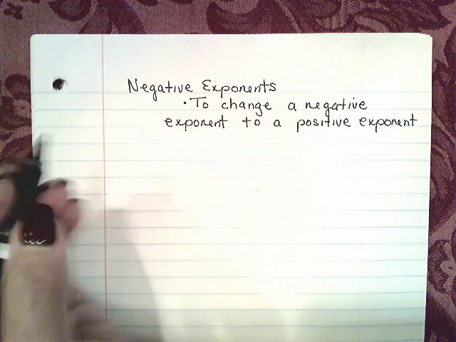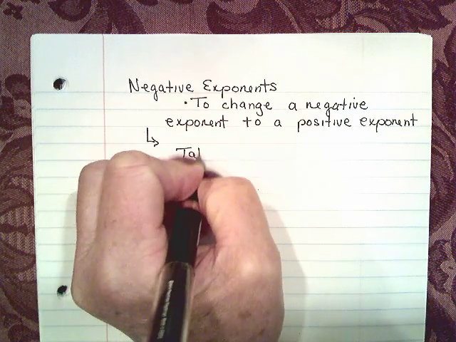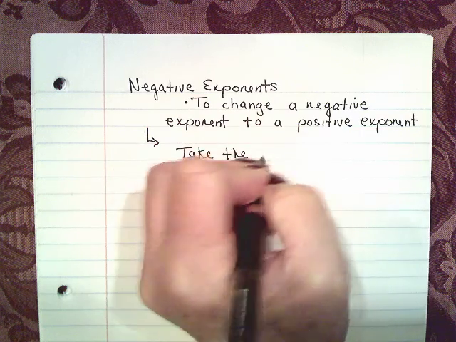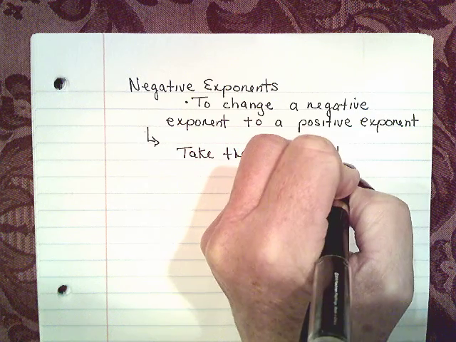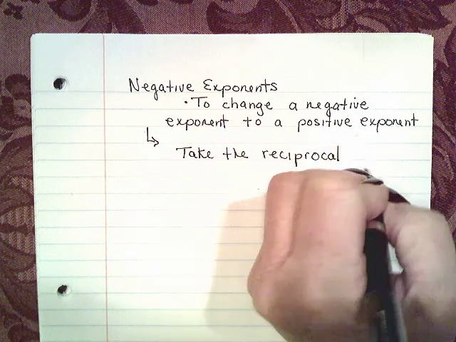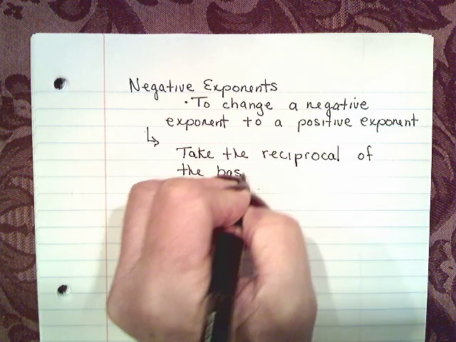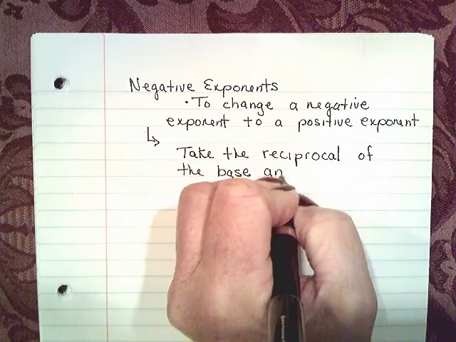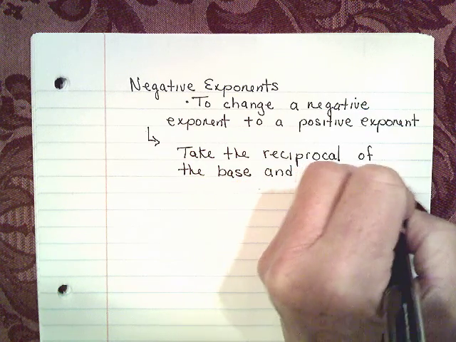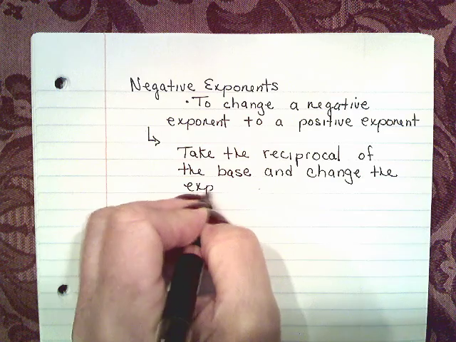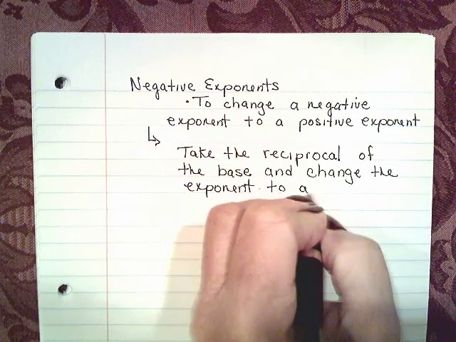So how do we do that? You take the reciprocal of the base and change the exponent to a positive value.